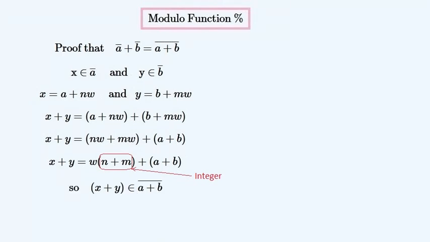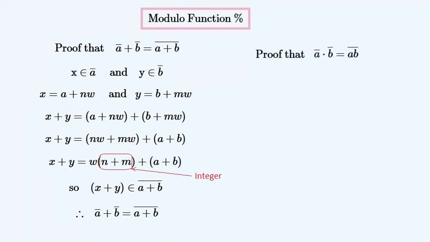We can infer from the form of this expression, being the integer multiple of w plus a plus b, that it is a member of the set a plus b bar. And we can see from the form of these two numbers that they are in the set a plus b bar. So we've just proven this theorem.